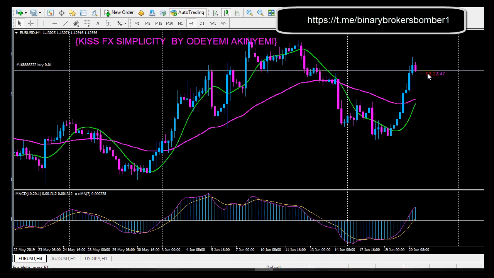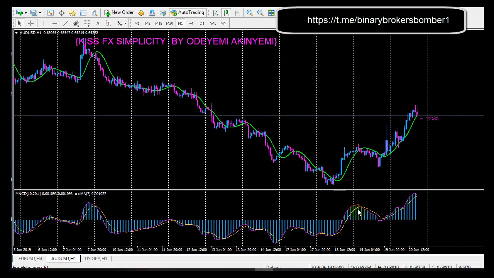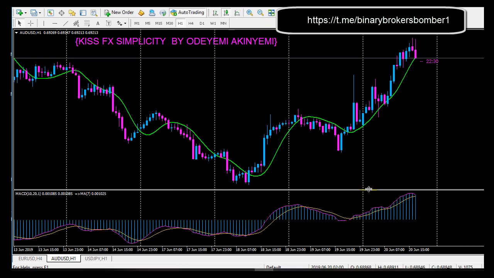It's uptrend. So allow the market to do its work. Allow the market to go up, to come down. Just allow it and don't be panicking. That is one. This is Euro USD. And you can see the way it has been going.